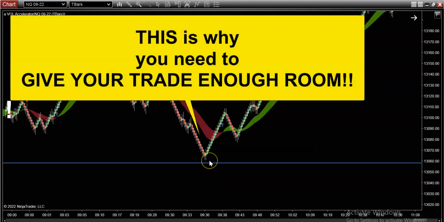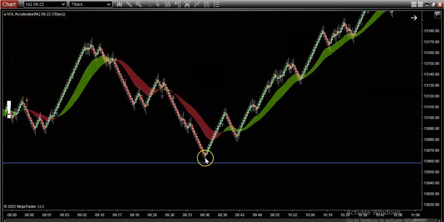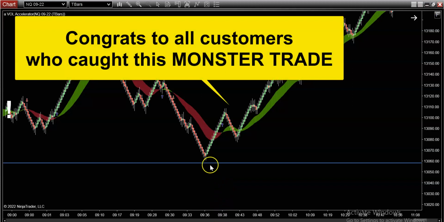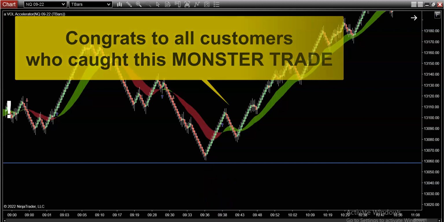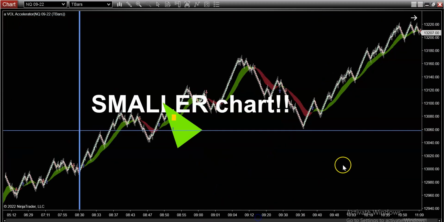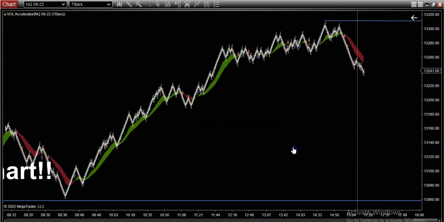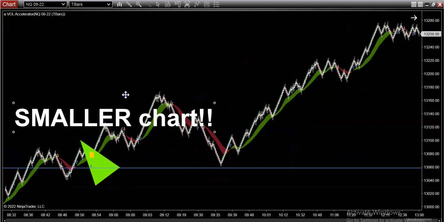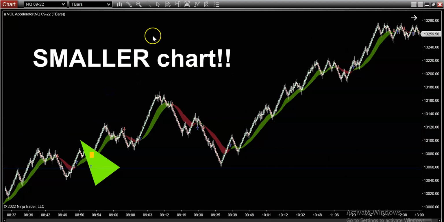You see why you're probably going to have somewhat of a larger stop on the NAS. Look at the heat we took on this trade. Look how close it came to stopping us out. Now it didn't, and all you guys that had balls of steel and stayed in this trade and didn't chicken out, right? You absolutely killed it today. Let me fit this back to scale here. I mean, Jesus, man, look at this move, right? All of this happened on, you guessed it, the smaller time frame chart.